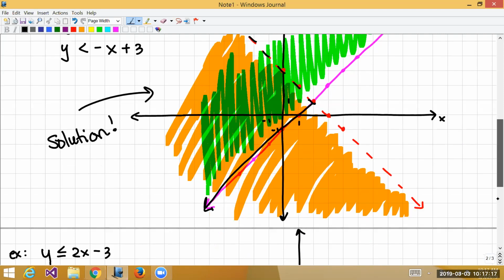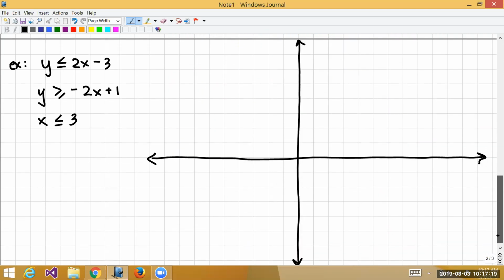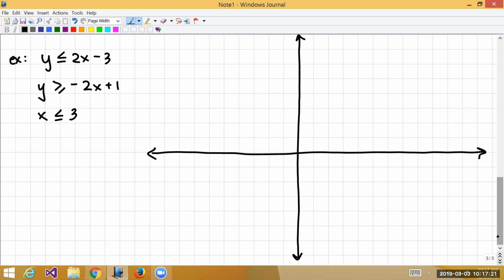Okay, let's try one more. So another system, and this time in this system, what we want to do is first find the solution, and then we want to find the vertices of the solution. So let me go ahead and put that here as well. Find vertices.